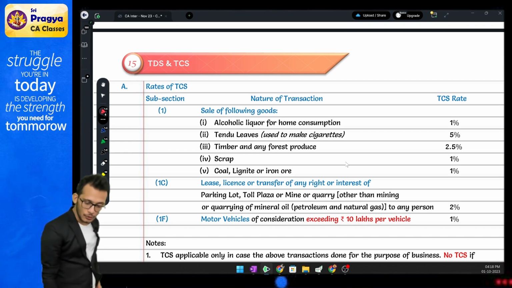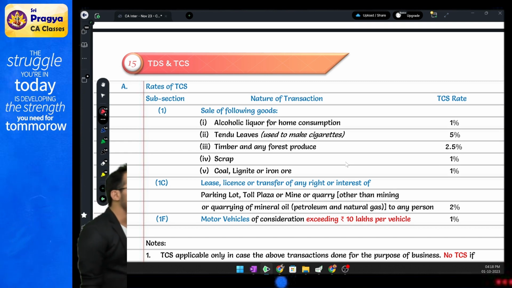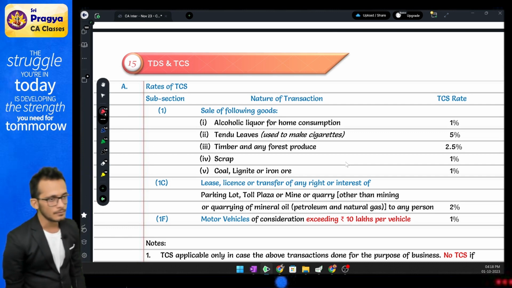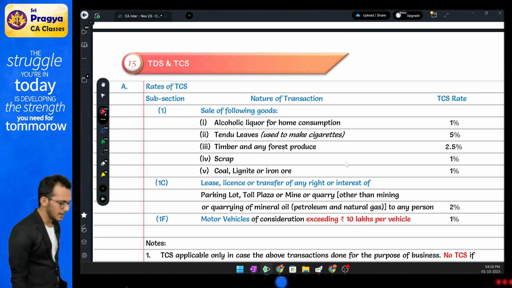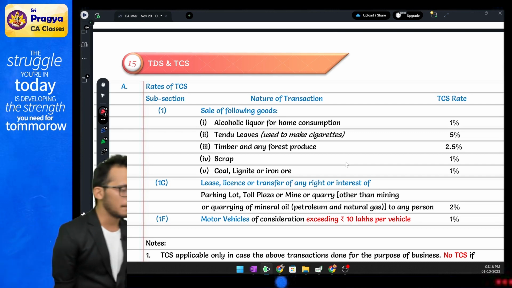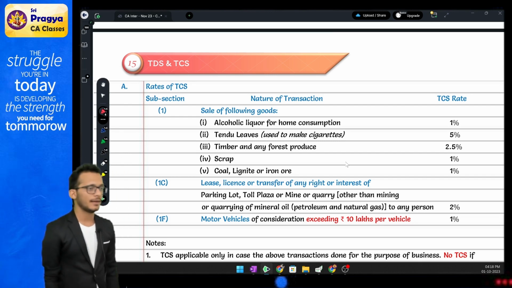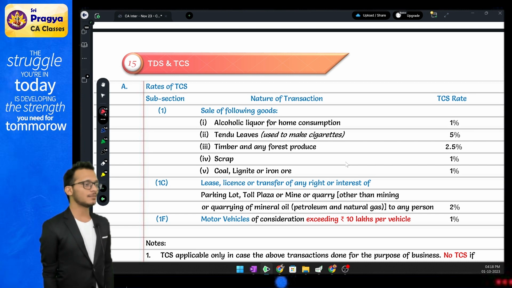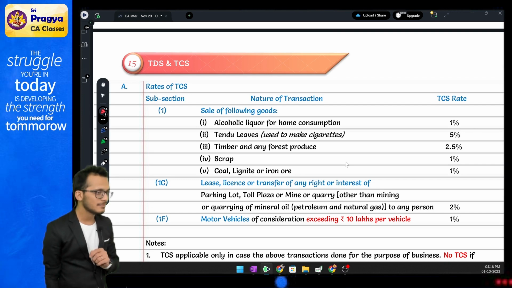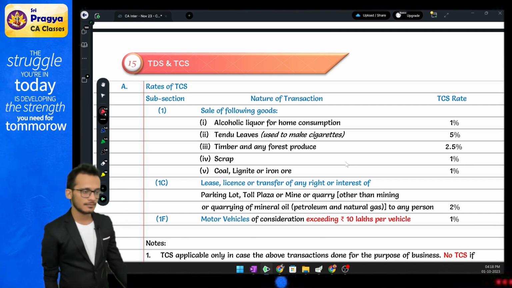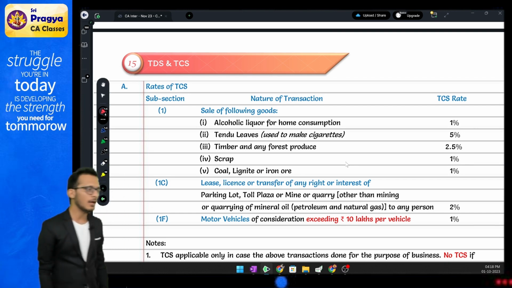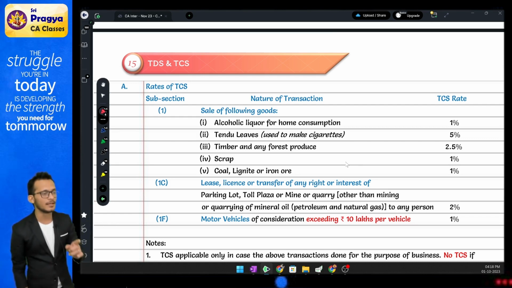If you are buying a motor vehicle of more than 10 lakhs, again TCS will be at the rate of 1%. Now understand, this 10 lakhs is per vehicle. And the TCS provisions will not apply in case the sale is happening from the manufacturer to dealer. This will only apply in case it is happening from the dealer to customer.